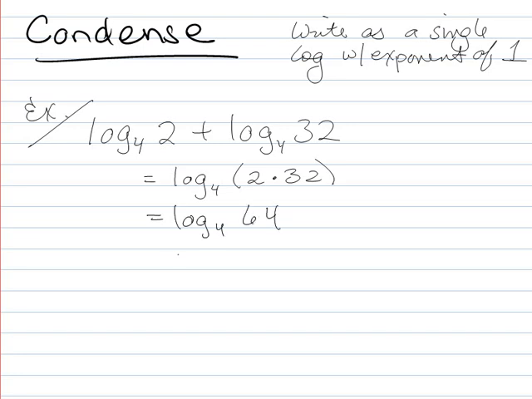So 4 to the what is 64? You might not have this one memorized, but 4 to the what is 64? Maybe if you mess with it, you'll get 3. 4 to the 3 is 64. So again, you're able to now solve problems that maybe were a little bit out of your reach before. So let's try a couple more.